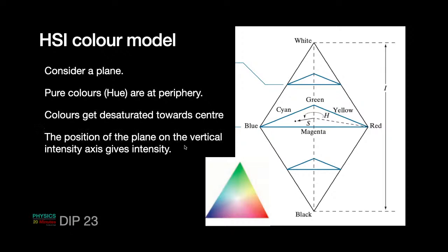And the position of the plane on the vertical axis gives intensity. So if the triangle is here, then it will be very less intense. If the triangle is here, it's more intense. If it is at the top, it is white. If it is at the bottom, it is dark. This is going to be my triangle at any one point. Say at the middle, this is going to be some shade of gray. These are my pure colors at the periphery.